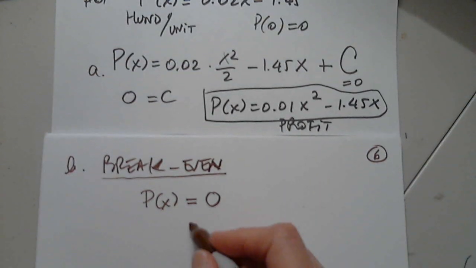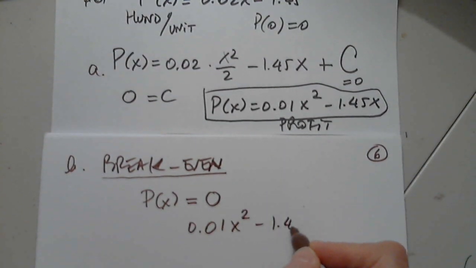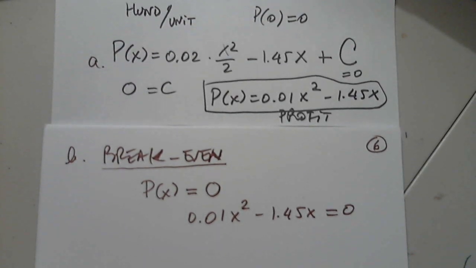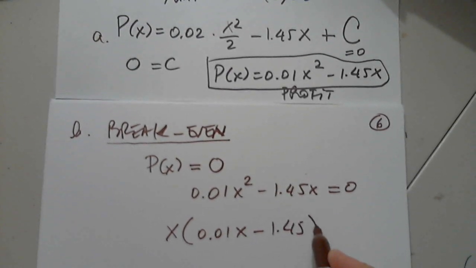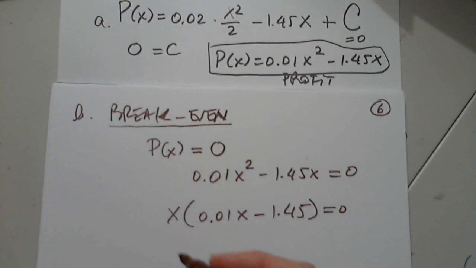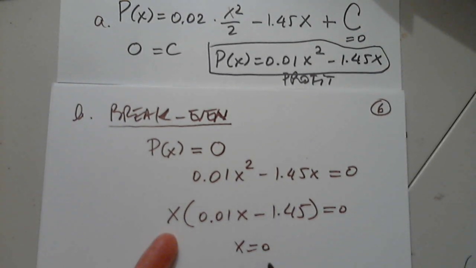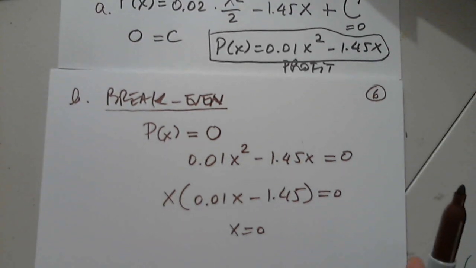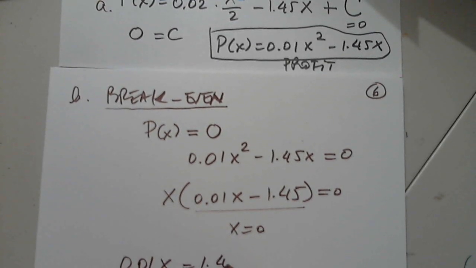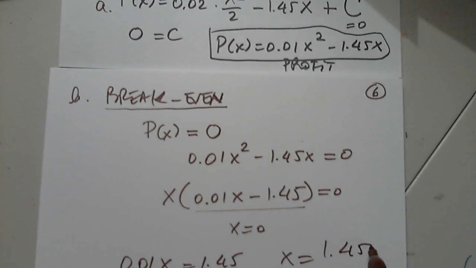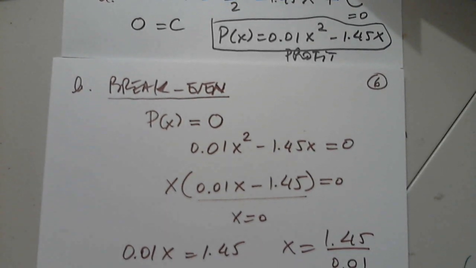Good. So 0.01x squared minus 1.45x equals 0. Of course, I have to factor out x. Yes, one solution is 0. Of course, if we don't manufacture anything, there is no profit. And the other option is when this is 0. 0.01x equals 1.45, so x equals 1.45 divided by 0.01. We multiply top and bottom by 100, and we get x equals 145 units.